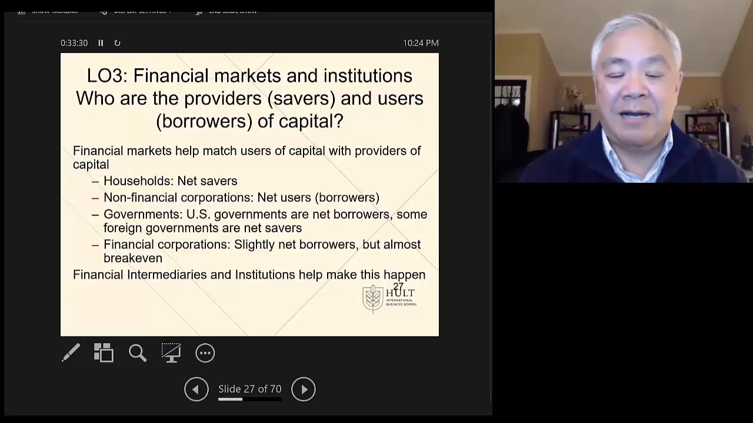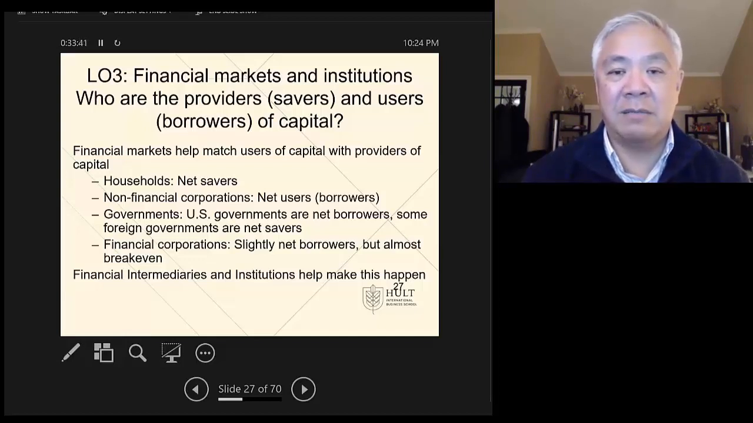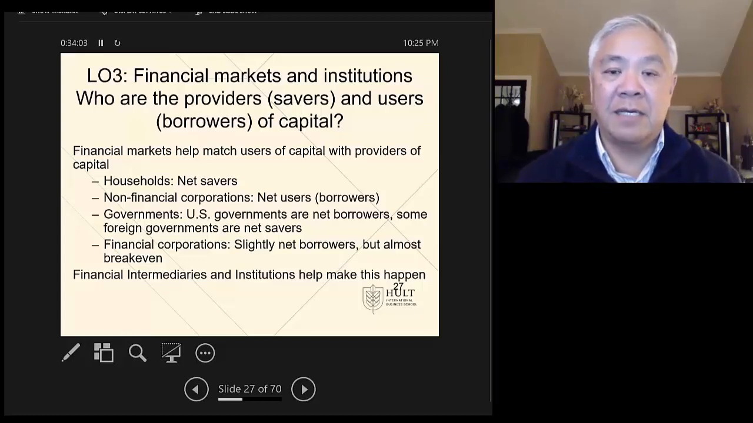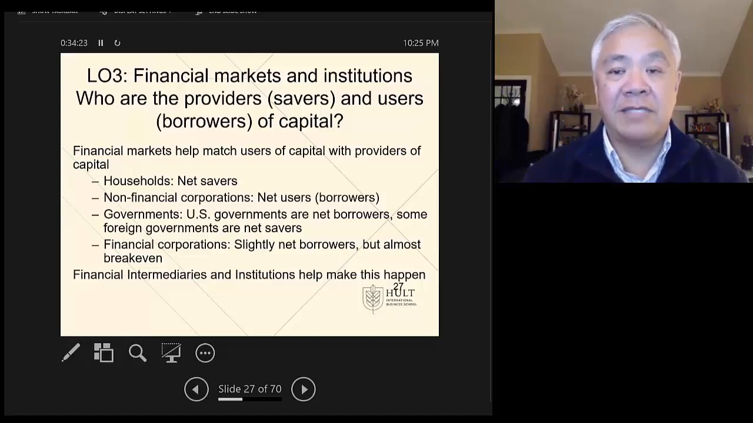Governments, hate to say it, are net borrowers because the U.S. government is in constant deficit the last 10 to 20 years. And because of that, the U.S. government is burying itself in more and more debt. Financial corporations, they're slightly net borrowers, but almost break even. Financial corporations are banks, insurance companies, and they manage their cost of funds very, very carefully. And they tend to seek lower cost of funds, such as CDs or passbook accounts if you're a bank, and policies or other insurance payments into a fund if you're an insurance company. So financial intermediaries and institutions make all this happen.